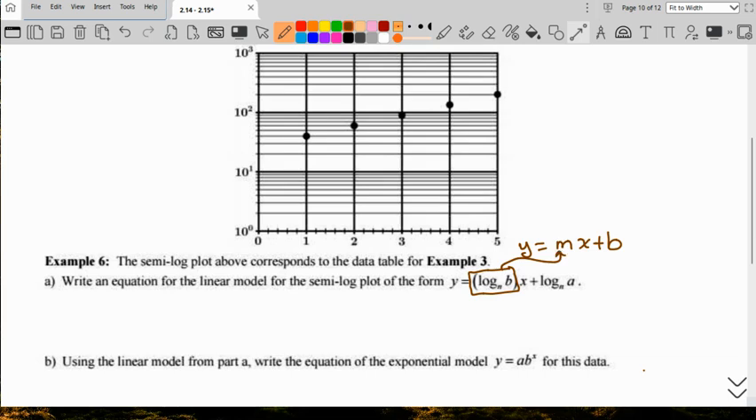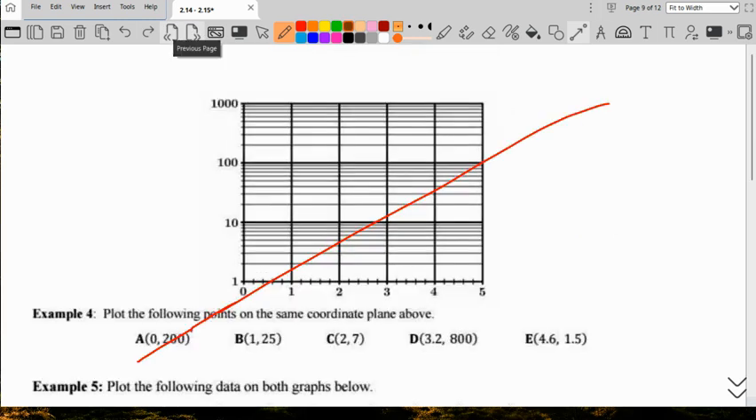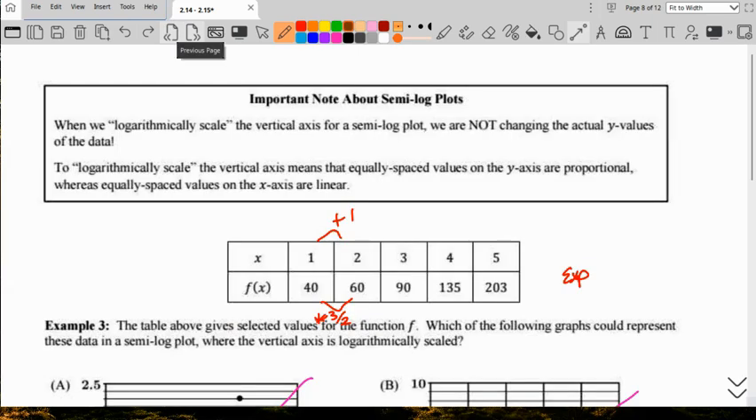The slope is the average rate of change. And so let's find the average rate of change. Our data here, let's see if we can go back and find where that example 3 table is. Example 5, 4, there he is. There we are, example 3. So here's that data that we're looking at. At 1, it's at 40. At 5, it's at 203. Okay, so there's that data. We don't need any 2 points, so let's just use those first two. That'll be easiest to do.